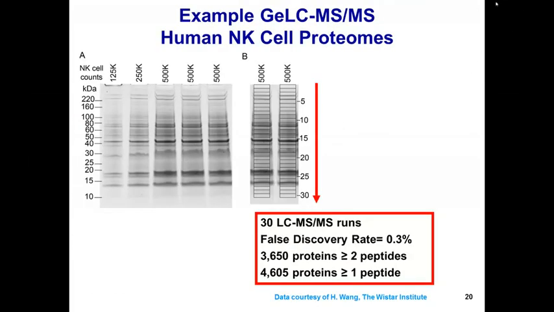A couple of examples from our laboratory are summarized here. These are human NK cells where 500,000 cells have been separated on each of the gel lanes, and we cut 30 slices as indicated, combine the results from corresponding slices from two lanes, and digest and analyze, and with a low false discovery rate can readily identify 3,000 to 4,000 proteins.